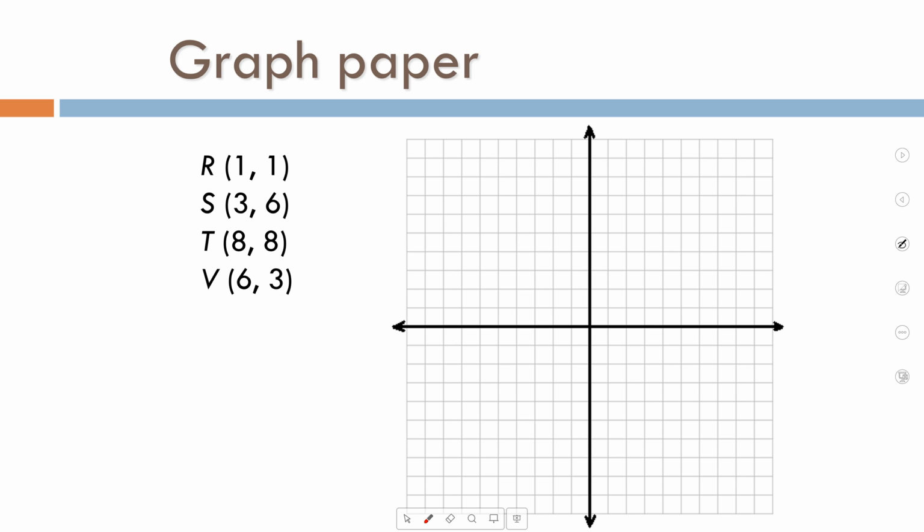Graphing is fun. 1, 1. That's point R. Oh, no, sorry, 3, 6. 1, 2, 3. 1, 2, 3, 4, 5, 6. S. 3, 4, 5, 6, 7, 8. 1, 2, 3, 4, 5, 6, 7, 8. T. 1, 2, 3, 4, 5, 6. 1, 2, 3. B.